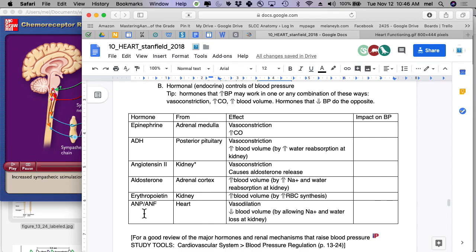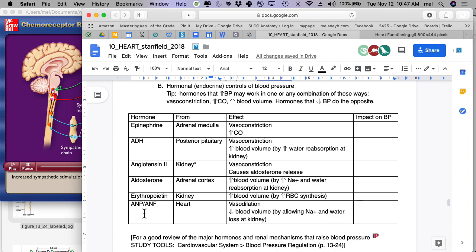ANP or ANF is produced in response to prolonged atrial wall stretching, not just when you're exercising, for instance. It comes from the heart, and it does two things. It decreases blood volume by allowing sodium and water loss at the kidney, and it does what is consistent at the vessels. What is consistent?